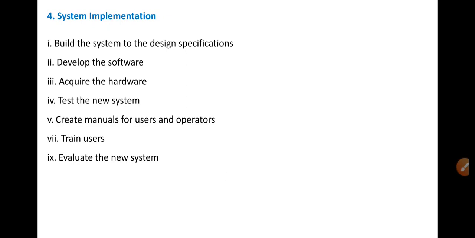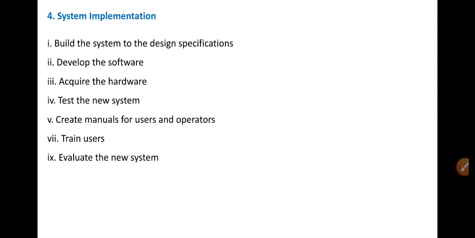In these steps, the specialist is going to build the system to the design specifications. As per the specifications of the organization, he is going to design, and the same will be implemented in the organization. And he is going to develop the software which is required for that particular information system. It may be an application software or a system software, so he is going to design that.